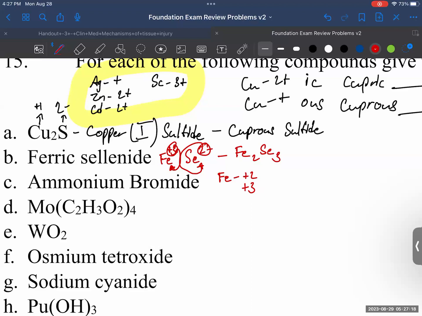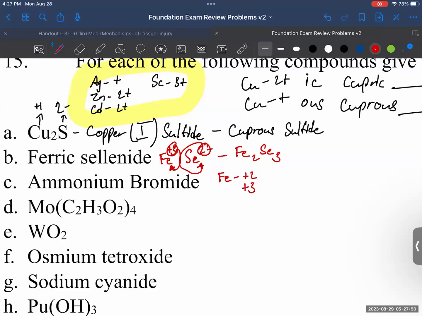What if it was ferrous selenide? How would you name that? Ferrous tells us the lower charge. So it would be Fe2+ and Se2-, but we always reduce down to the lowest term. So 2 and 2 reduces to 1 and 1. So it'd be FeSe. Iron has two charges, +2 or +3, and that's something you have to memorize. Now, if you know that, then you can say, okay, it's ferric or ferrous. Either name is fine.